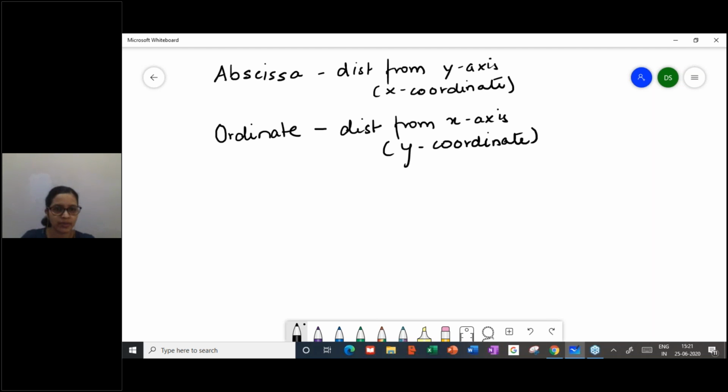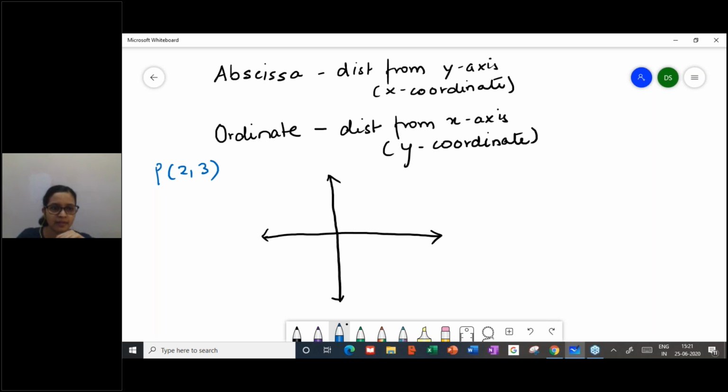Let me just draw a rough axis here, right? And now the point we'll consider, let's say (2, 3). Okay, this is the point. For the point (2, 3), first always make a system of labeling, right? Writing minus 1, minus 2, minus 3.